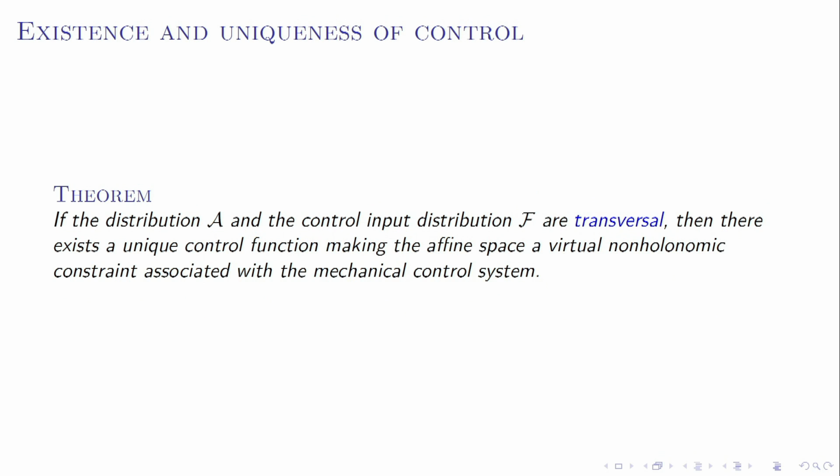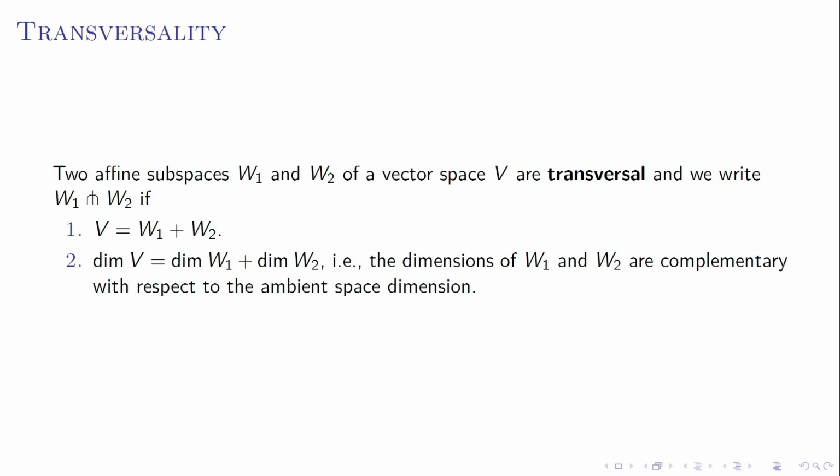Now what's left is to establish whether such a control law exists. The condition for existence, and actually for existence and uniqueness of that control law, is that the affine distribution A and our input distribution are transversal. Under this condition, we get not only the existence of the control law, but also its uniqueness. Let me just recall transversality in this context. It basically means that at each point, the two subspaces generate the entire tangent space, and their dimensions add up to the dimension of the tangent space at each point.